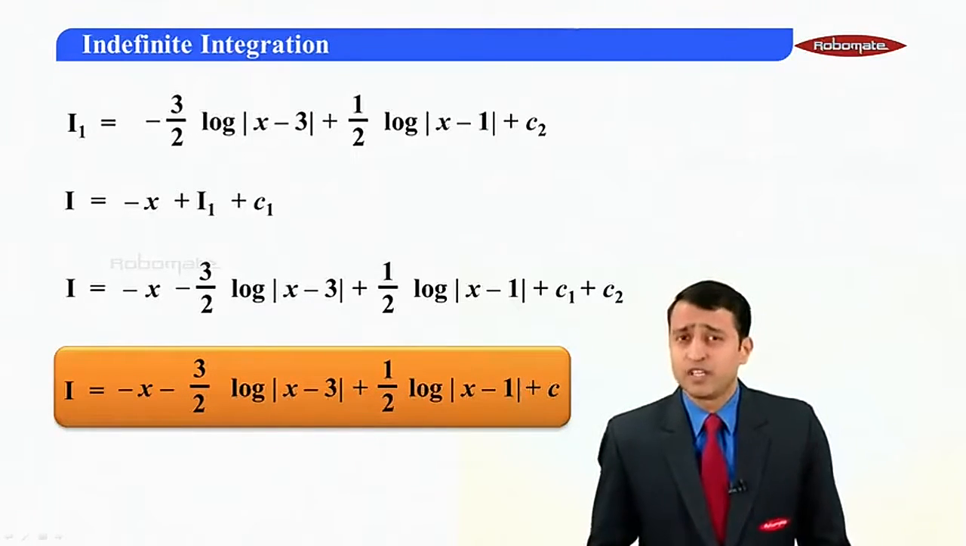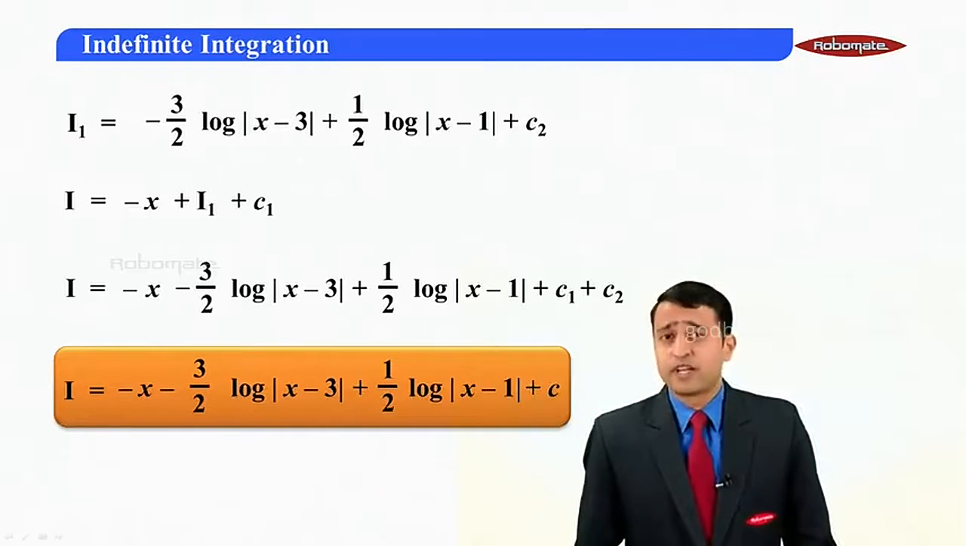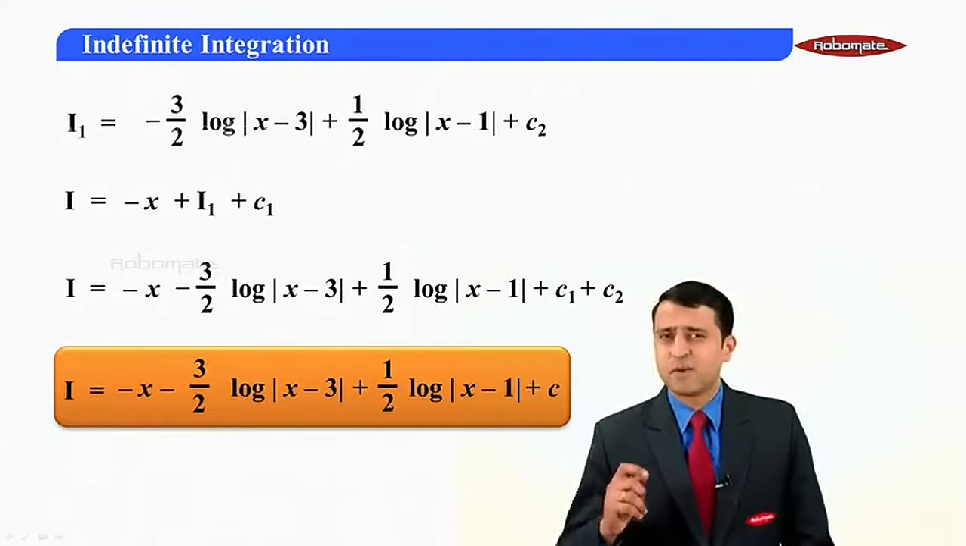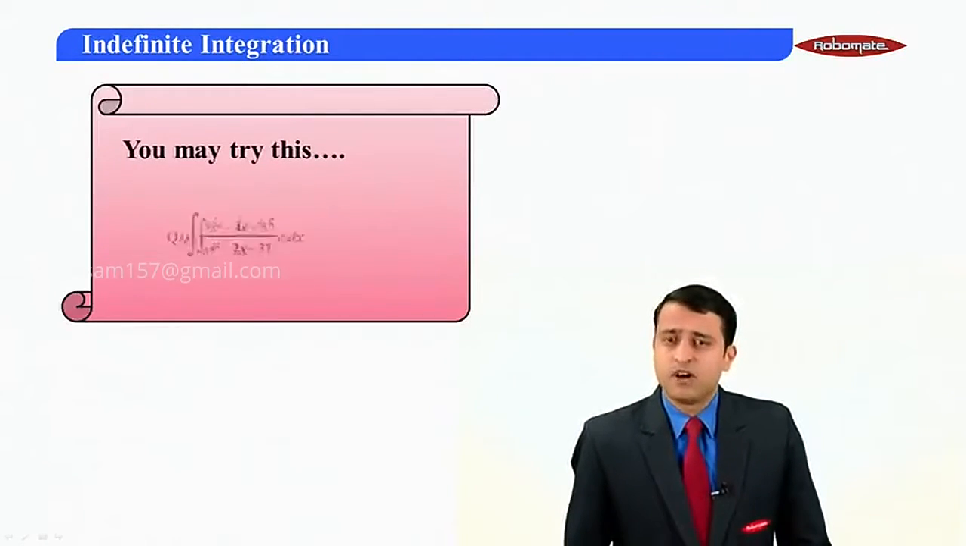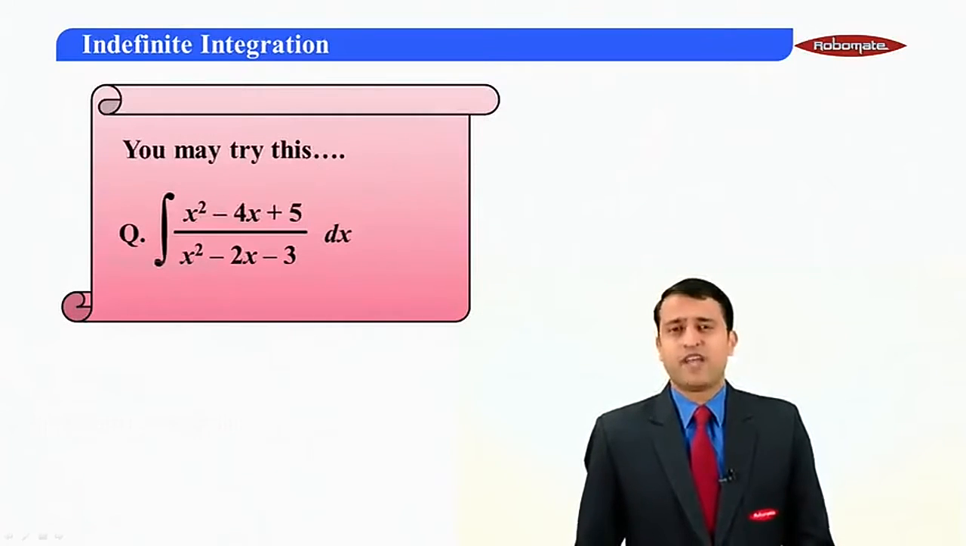This is how we deal with sums where degree of numerator is equal to degree of denominator and the denominator can be factorized. That is, partial fraction can be applied. What you need to do is practice a sum of the same type. That's all we have in this module.